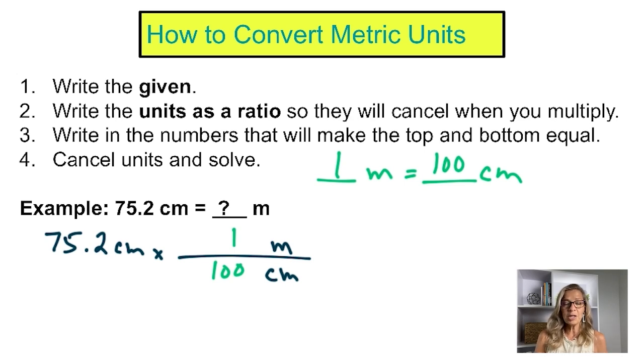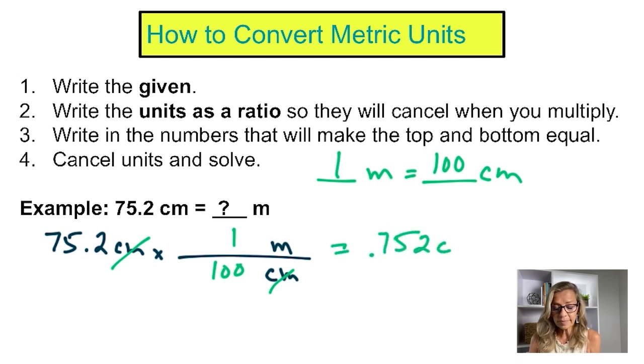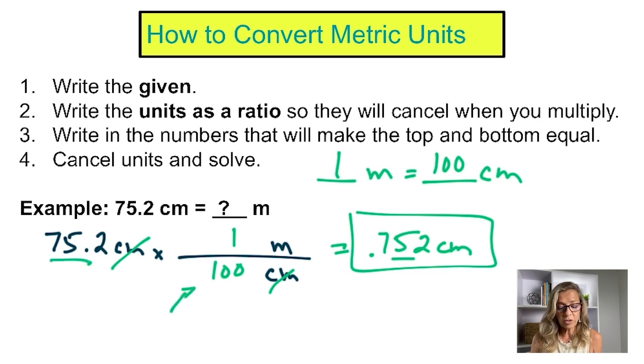So the ratio that you put in there comes from an equality, something that is true. So if both sides are equal, the ratio of those two things is the equivalent of 1. When we multiply, those units cancel, and we're left with 0.752 centimeters. Sig figs do not change because those are exact numbers.